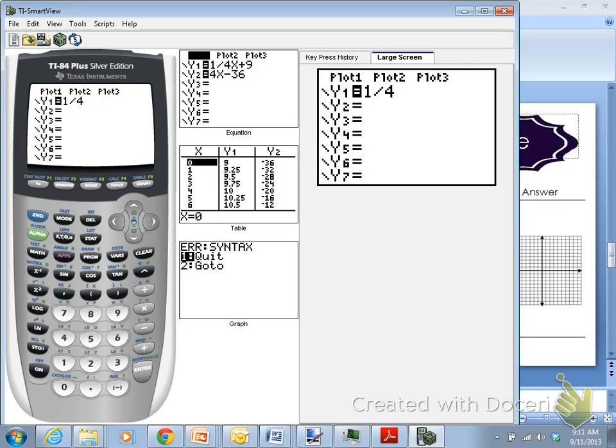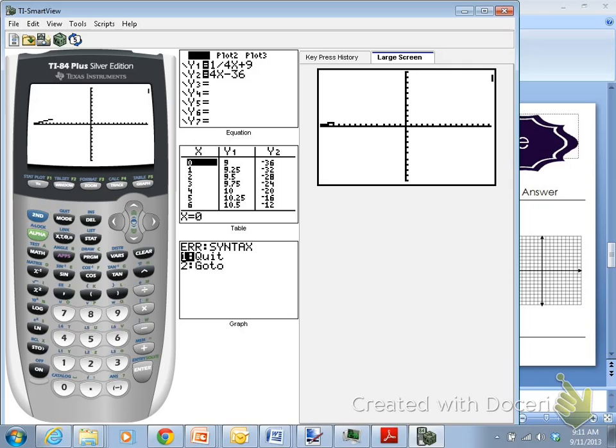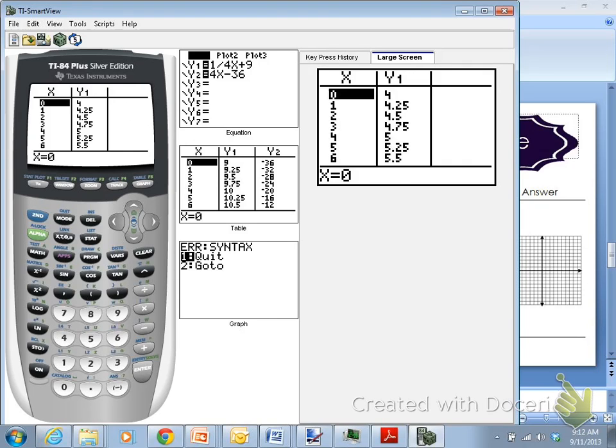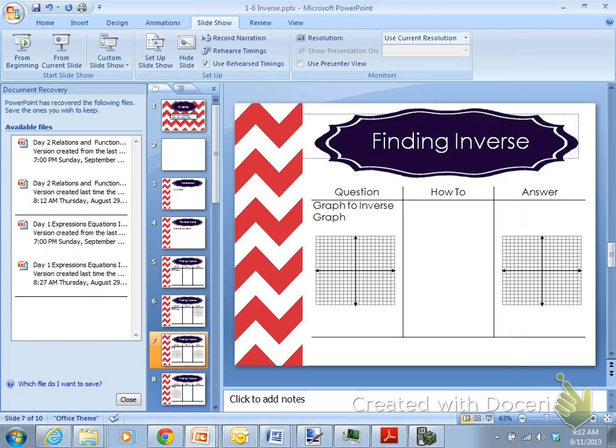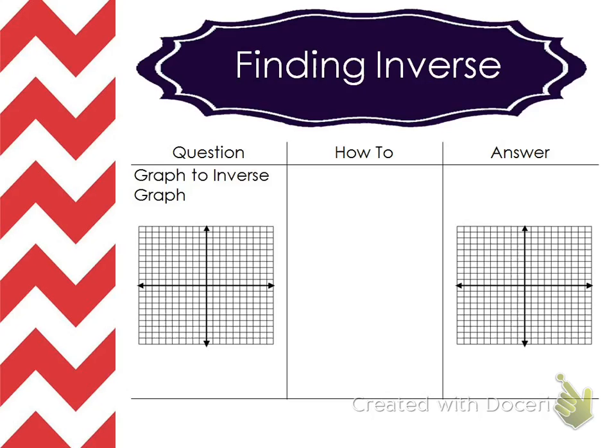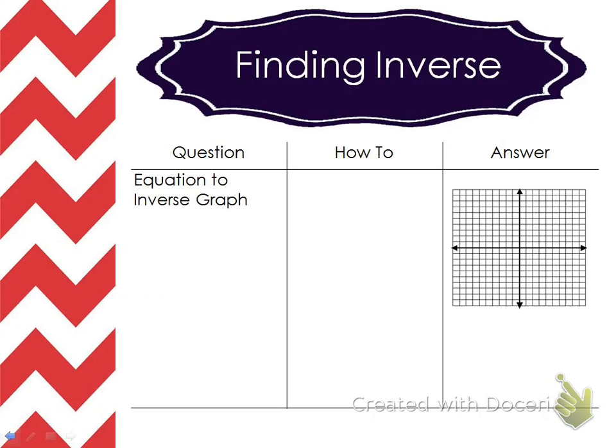One-fourth x plus 4. So if I look at the table, just pick some ordered pairs. So 0, 4, and 4, 5. So the inverse of those would be 4, 0, and 5, 4. So back over here, I need to do 4, 0, and 5, 4.